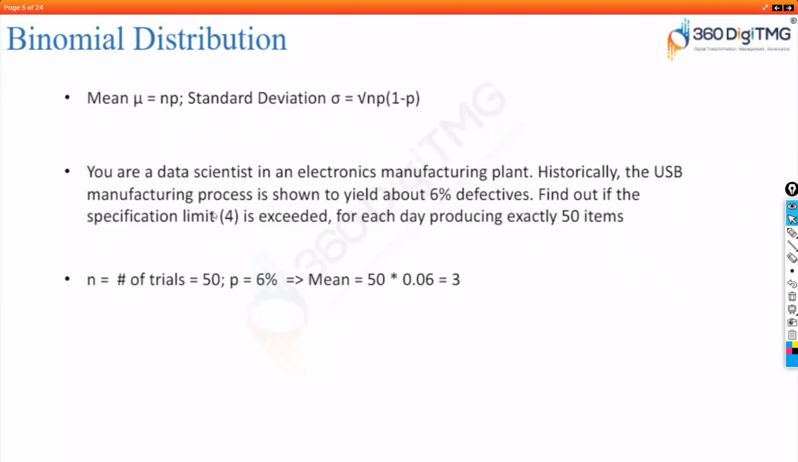Here is a classic example. You're a data scientist in an electronics manufacturing plant. Historically, the USB manufacturing process is shown to yield about 6% defectives. Find out if the specification limit is exceeded, for each day producing exactly 50 items. So the number of trials is 50, P equal to 6%. Then the mean is nothing but NP, which is 3.